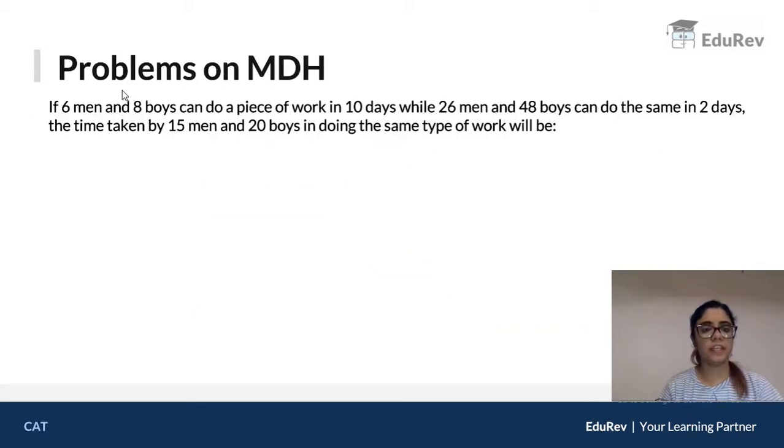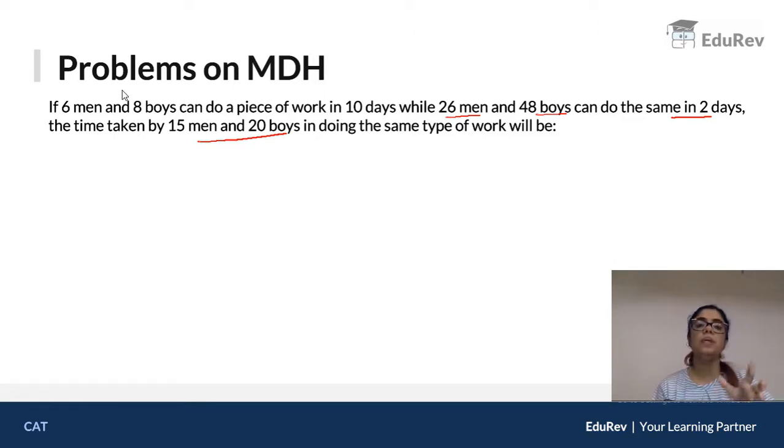Okay, now let's look at the next question. If 6 men and 8 boys can do a piece of work in 10 days, while 26 men and 48 boys can do the same in 2 days, then the time taken by 15 men and 20 boys in doing the same work is how much?